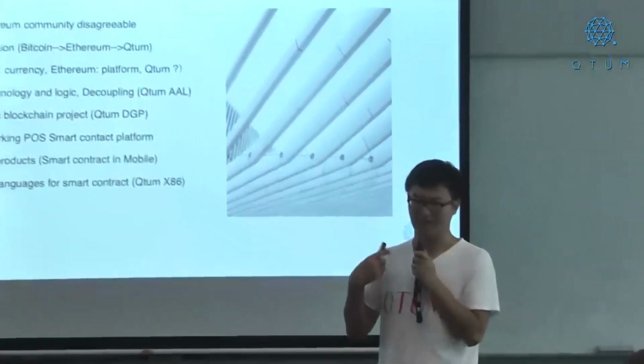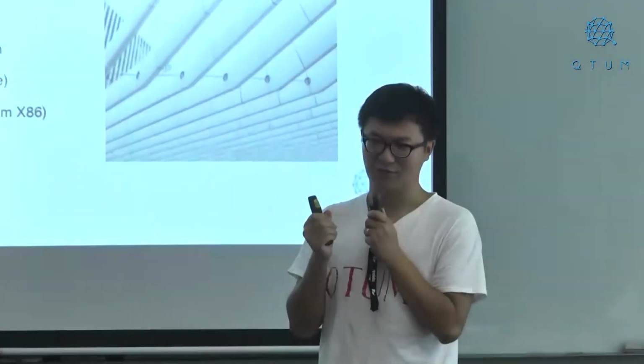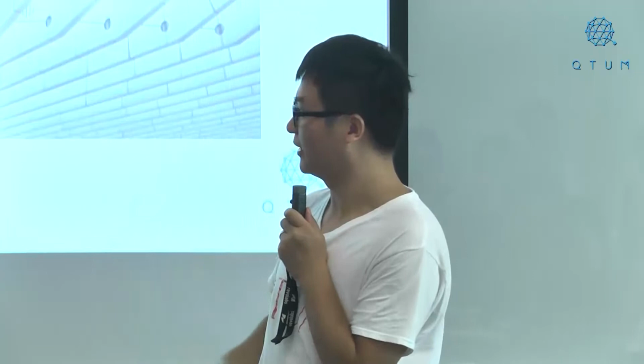That's another direction. If we want to really solve the smart contract problem in the long term, we need to involve governance. We have a few core developers who will give you more details on this. It's very interesting. Also, different from proof of work, Quantum is using proof of stake.